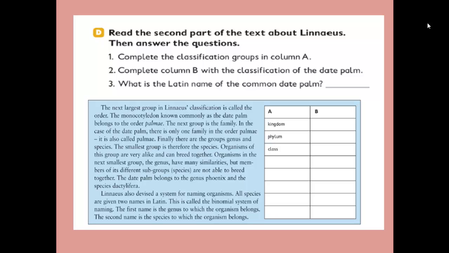Number 1, complete the classification groups in column number A. Number 2, complete column B with the classification of the date palm. And then number 3, what is the Latin name of the common date palm? So first of all, we want to read, then we can fill in the columns A and B.